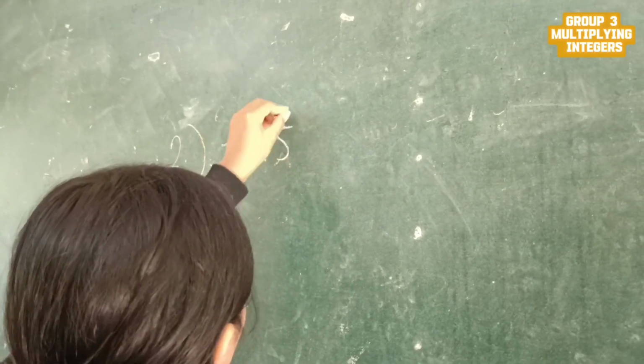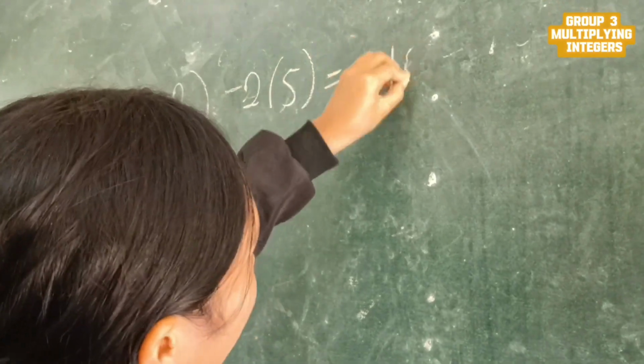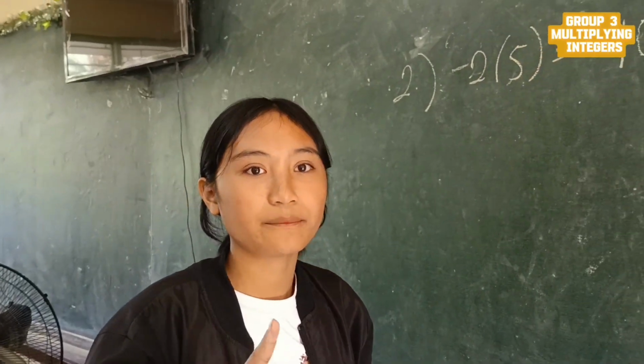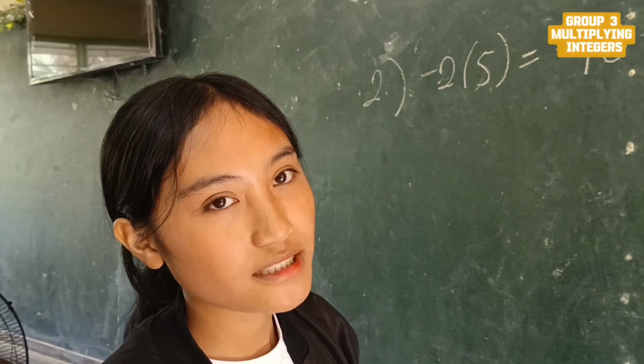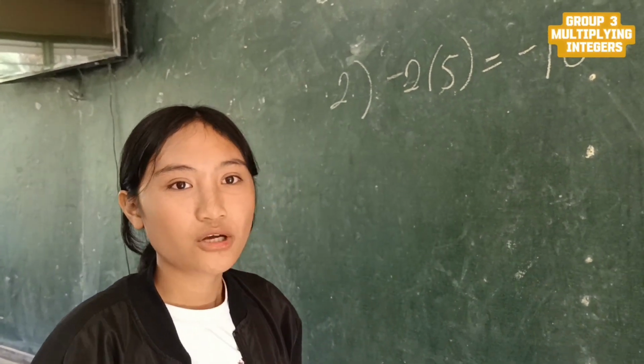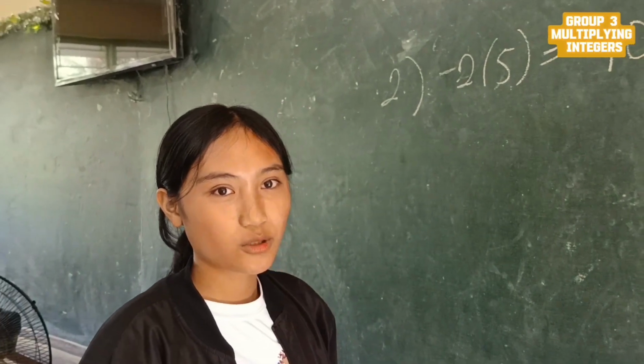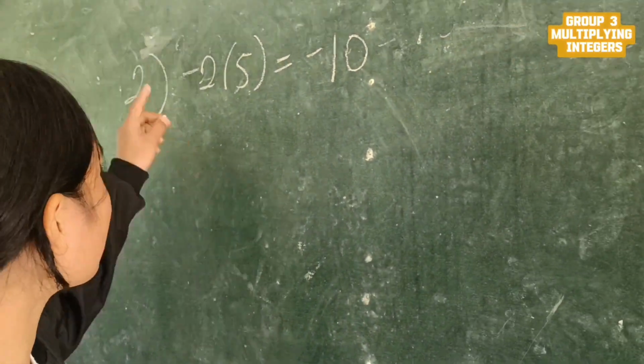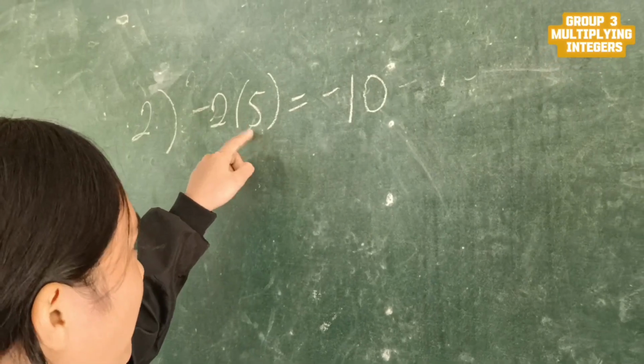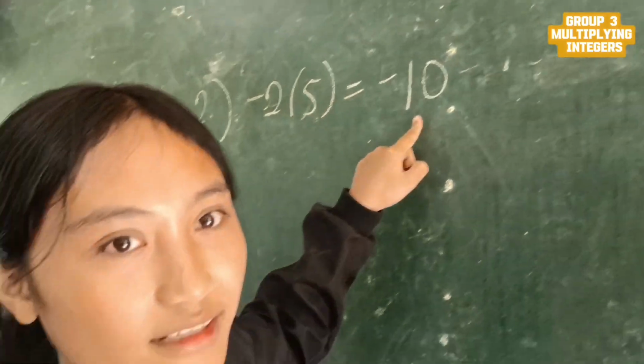Second example, negative 2 multiplied by 5 is equal to negative 10. If the numbers have different signs, we will follow rule number 2. So negative multiplied by positive, the product is always negative. Therefore, negative 2 multiplied by positive 5 is equal to negative 10.